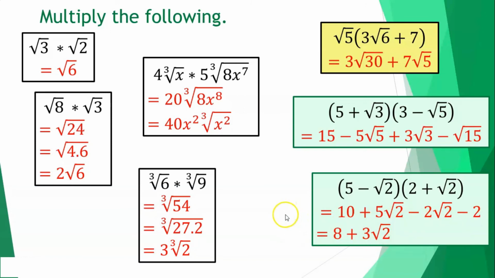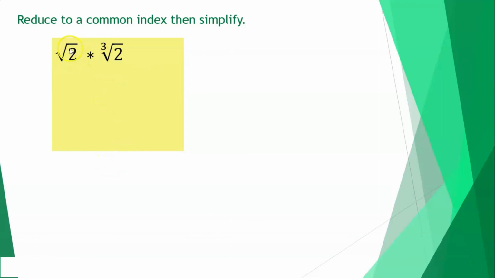Okay. Now, what if the given has different indexes? How are you going to multiply them? So, for example, the square root of 2 times the cube root of 2. So, take note, our index here is 2, and this one is 3. So, the first thing to do here is to make the index the same. Since it's 2 here and 3, the common index would be 6. So, we need to rewrite the indexes as equal and adjust the exponents in the radicand accordingly.